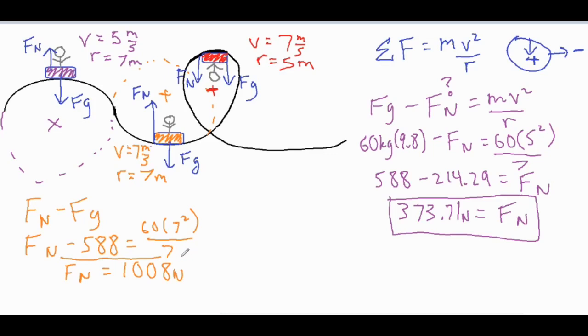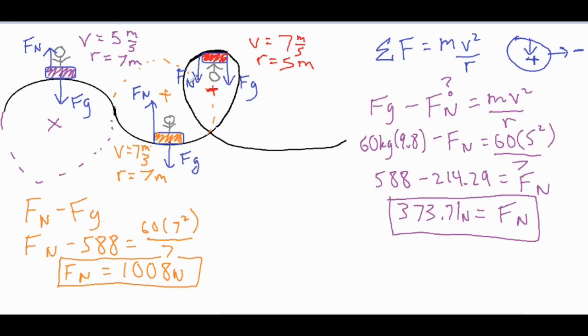Okay, so this one is significantly larger than our first answer because now when you're going downhill, your body's pressing into the seat more. You get more of that equal and opposite force from the normal force. Therefore, you have an apparent weight that is greater than your regular FG of 588, and you feel as if you are 1008 newtons.